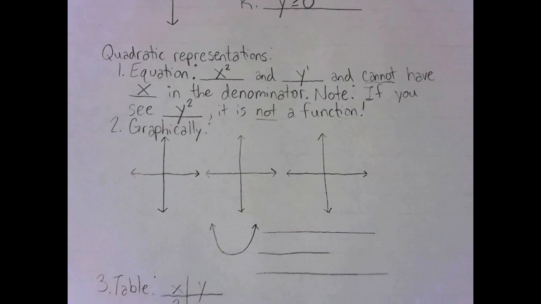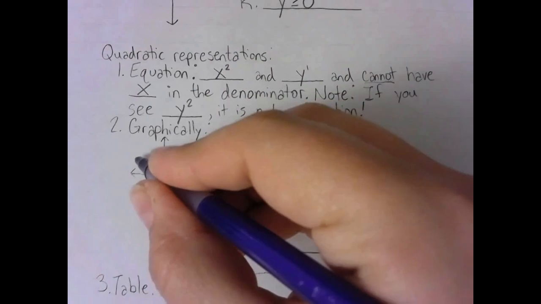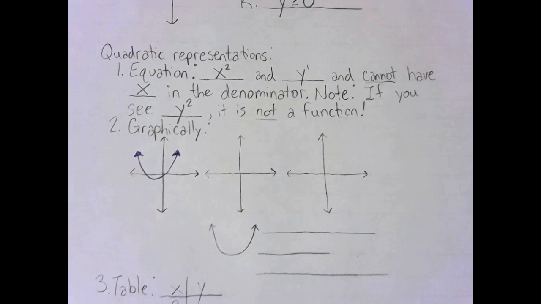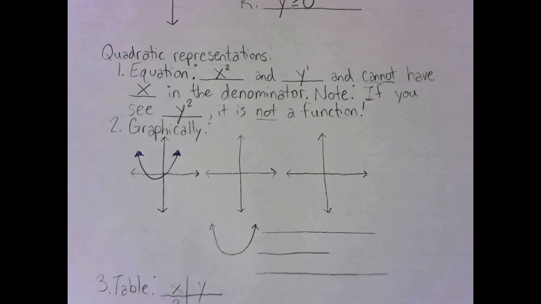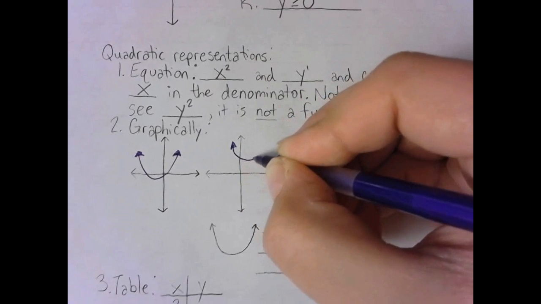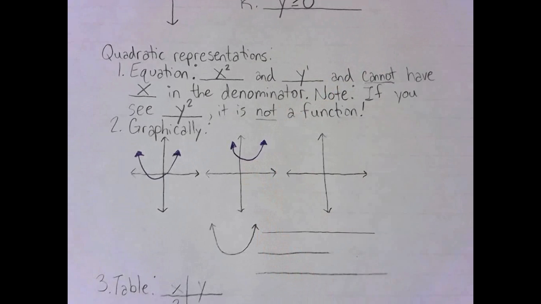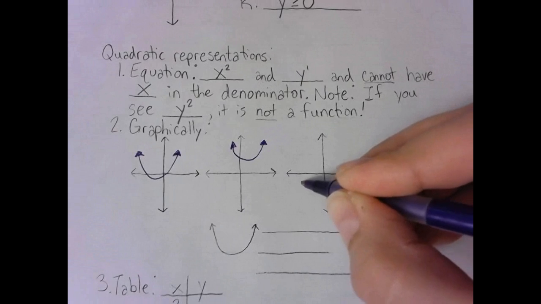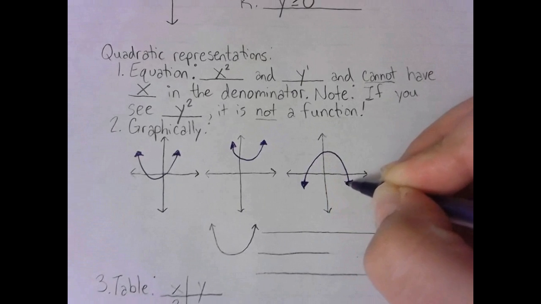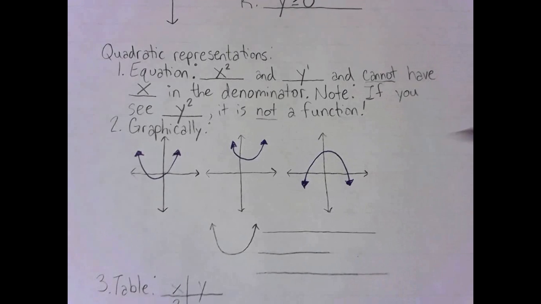Graphically, we've got a couple of ways to graph it. So like we saw above, it could open up. So it could look like that, opening up. And really it can be anywhere. So we could have it like that. That's also okay. But it could also point down. So lots of different ways, well, a couple of different ways you can see it.